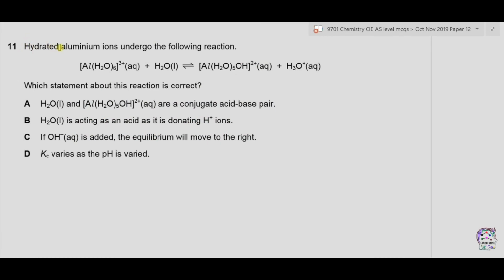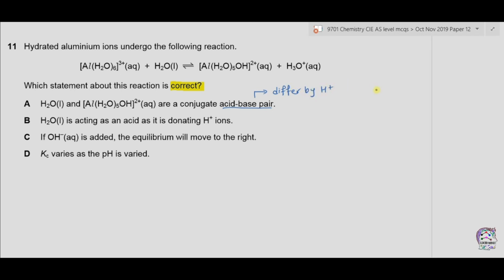Question 11. Hydrated aluminum ions undergo the following chemical reaction. Which statement about this reaction is correct? A. H2O liquid and [Al(H2O)5OH]2+ aqueous are a conjugate acid-base pair. Now, two things are an acid-base pair only when they differ by H positive.